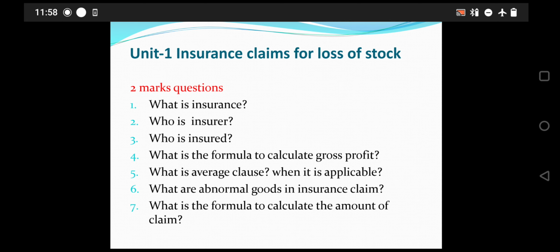And the last one: what is the formula to calculate the amount of claim? Normally the amount of claim is calculated in 2 different ways: when the policy amount is given and when it is not given. When the policy amount is given, we calculate the amount of claim using the formula: policy amount into actual loss of stock divided by stock on date of fire. Or else, if they have not given any insurance policy value or average clause value, then whatever actual loss happened to the company will be the actual amount of claim.